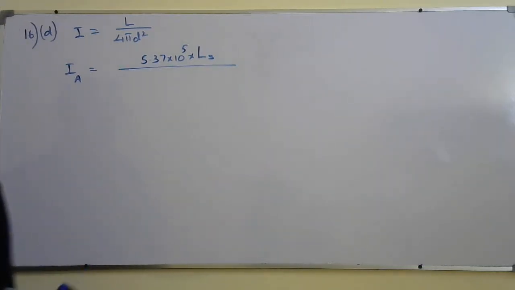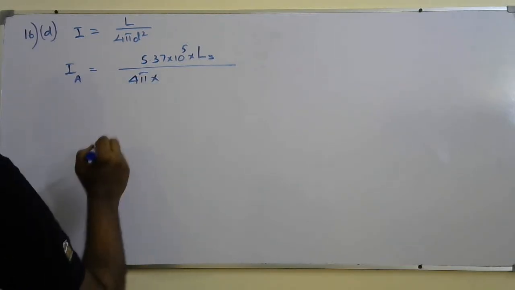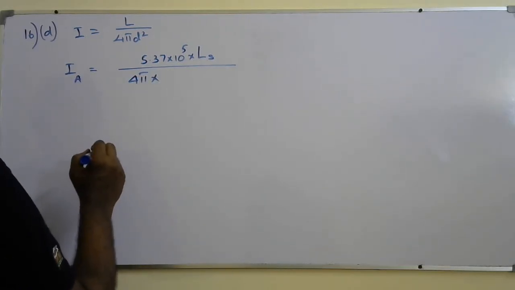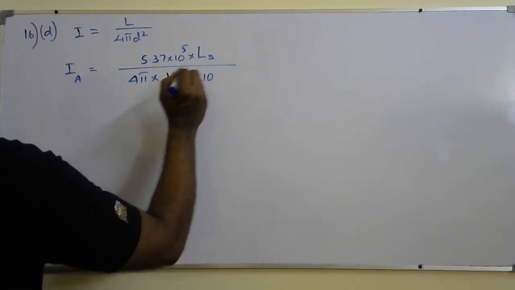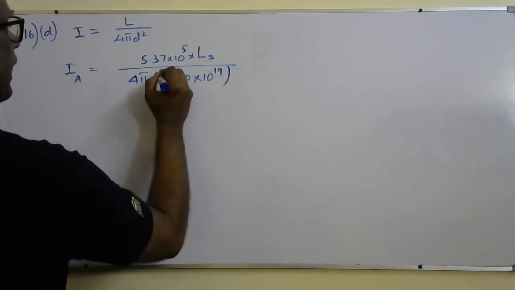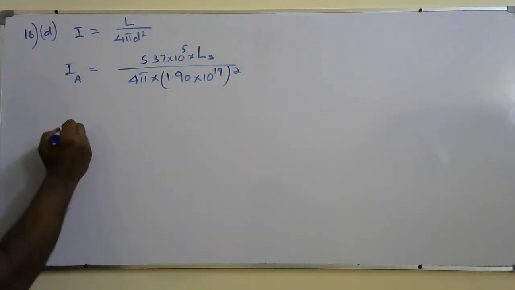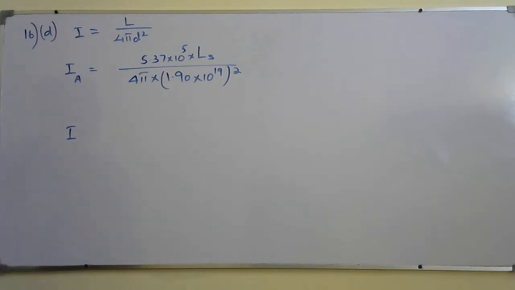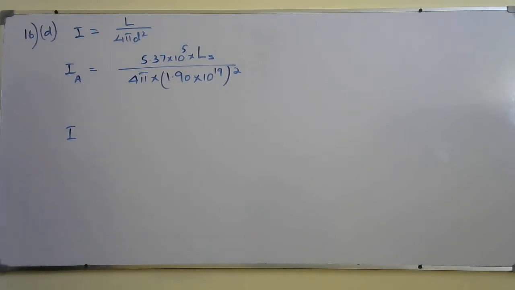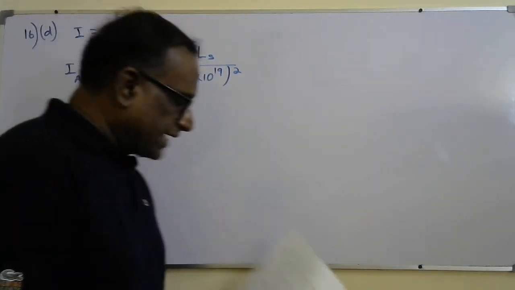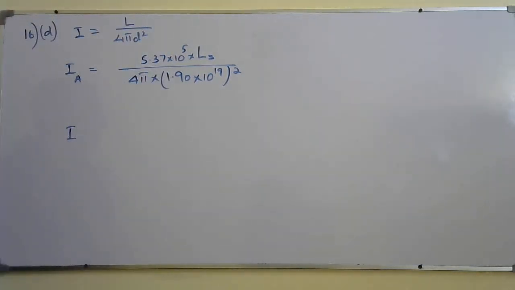I can solve it. Without solving, I can also find another method. 4 pi d squared, where the distance from the Earth is 1.90 times 10 to the power 19, squared. You can solve this one, or without solving I can divide and find which is larger. Either way I can solve it directly. Substitute the value of the luminosity of the Sun, given as 3.85 times 10 to the power 26. Solve it and you will get the direct answer.